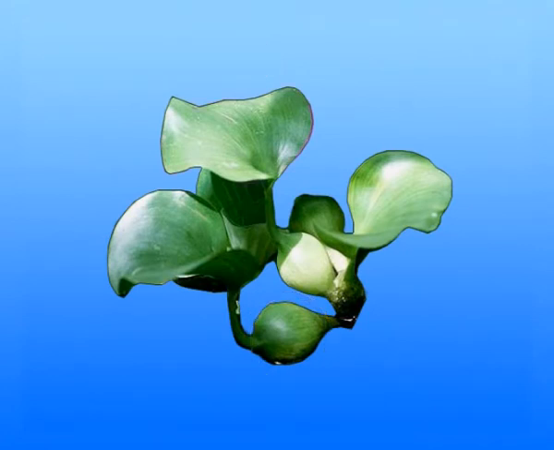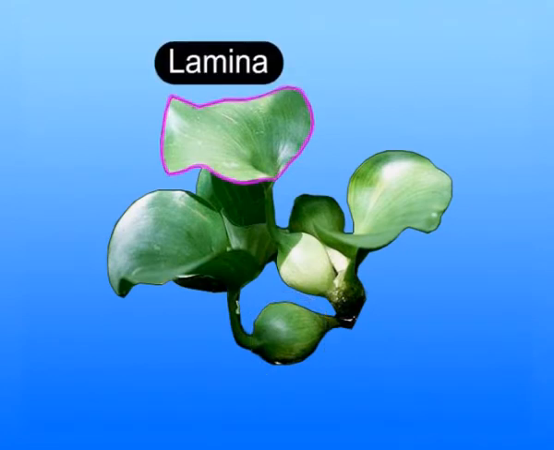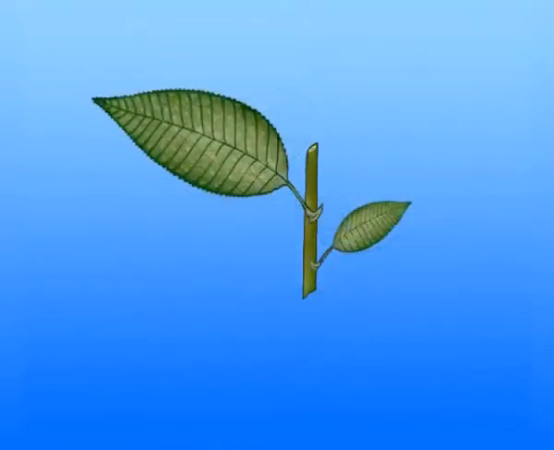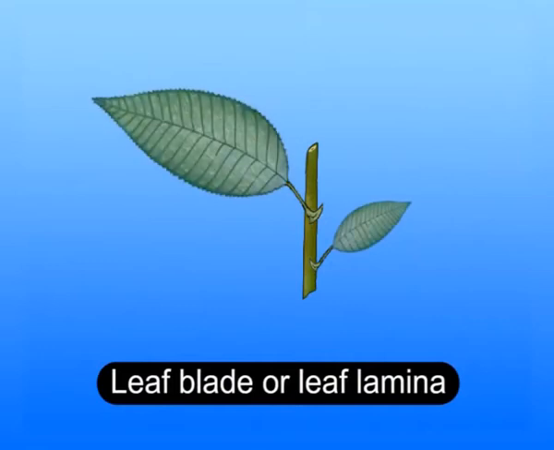The flattened green part of a leaf is the lamina. It is the lamina where all the important functions of leaf are carried out. The leaf blade or leaf lamina is the expanded portion of a leaf, which is the site for photosynthesis, transpiration, and respiration. For these purposes, a leaf is normally thin, flat, green, and an expanded structure.